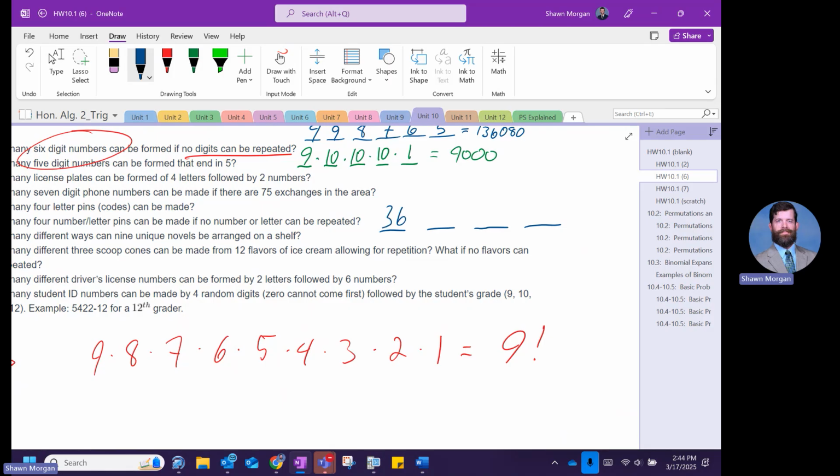Now, no repeats means what? The next one's going to be 35, Andrew. You could have either a number or a letter. And is it okay? Like, could you get into your smartphone right now? I'm not asking for your passcode, but is it legit to have a passcode that starts with the number 0? Is that doable, allowable?